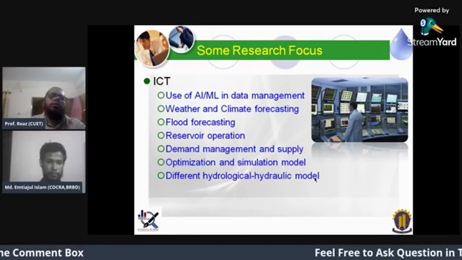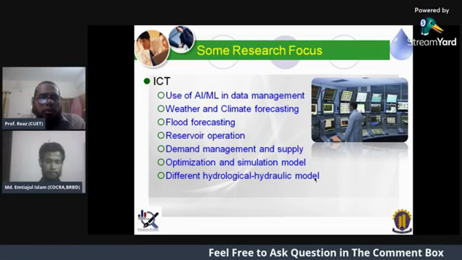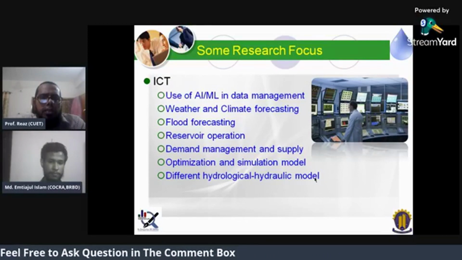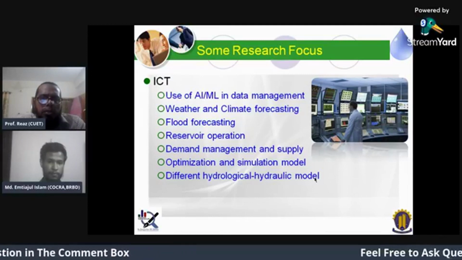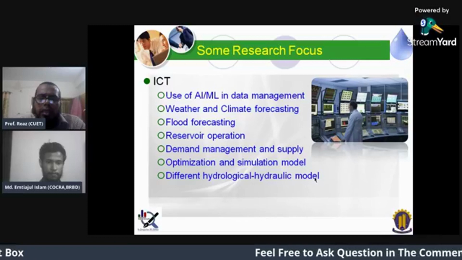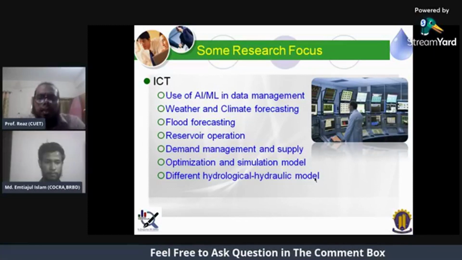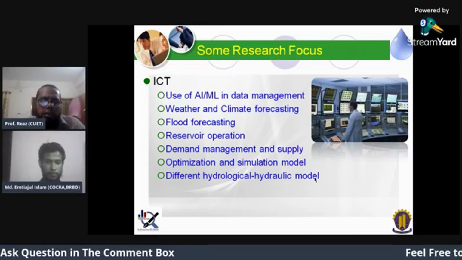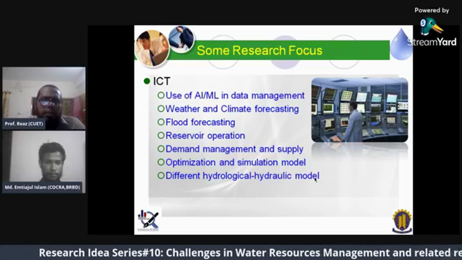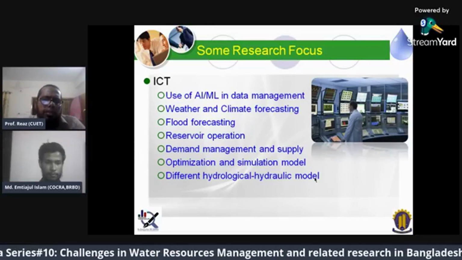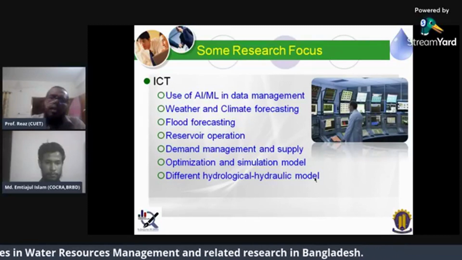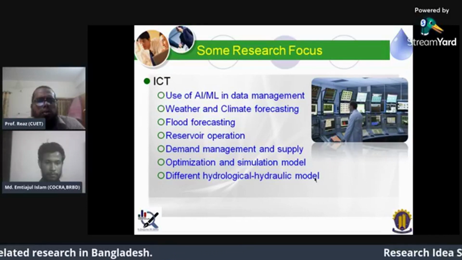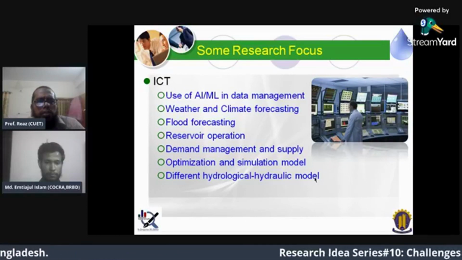ICT, the information communication technology, the use of machine learning or artificial intelligence in data management, weather, climate forecasting. Because you see, water resources research handles a huge amount of data sets. In fact, particularly in terms of climate forecasting or weather forecasting, there are several parameters, also the historical time series data set. So it is a huge data set, and we need forecasting for issues like flood forecasting. That is why we can use information communication technology here.